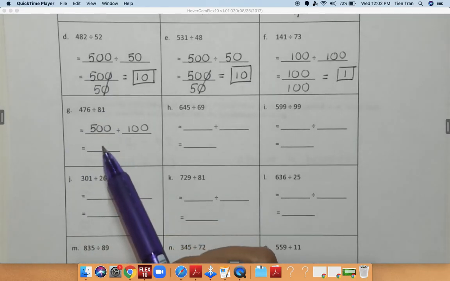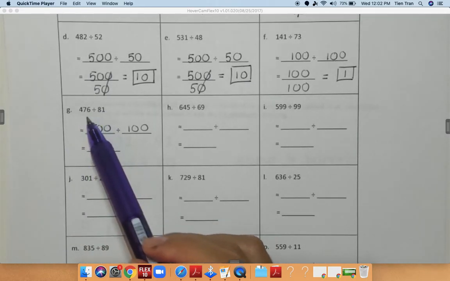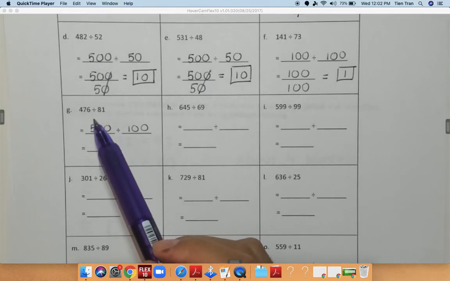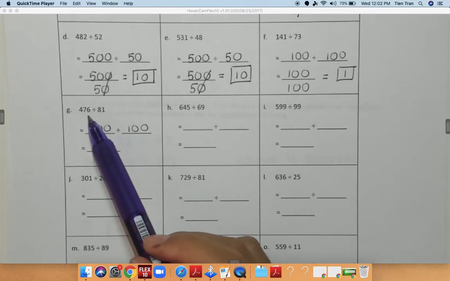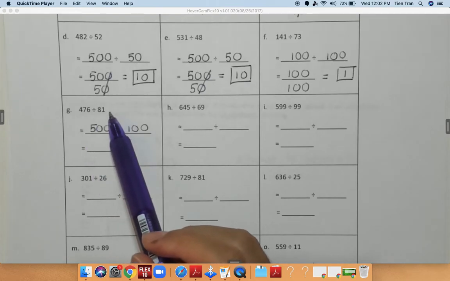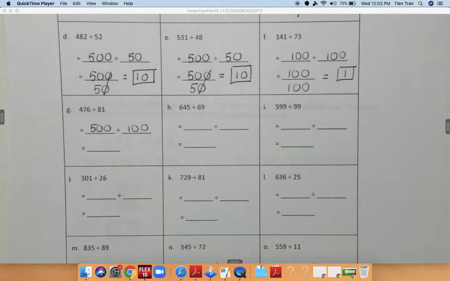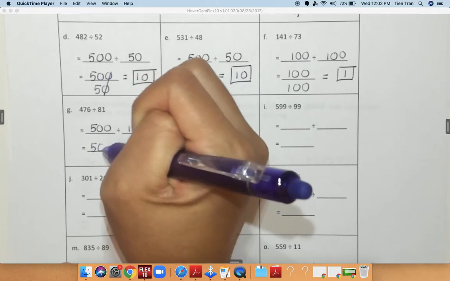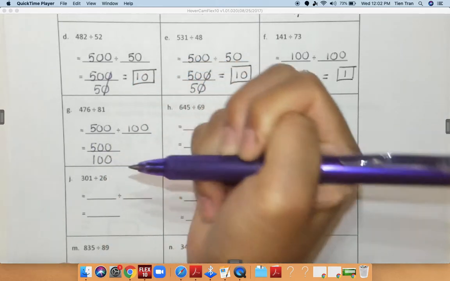So it is much easier for me to round 476 to 500 than it is for me to round it to 1,000. And 81 is easier for me to round to 100 than it is to round to 80. Because 500 divided by 80 is going to be more difficult to figure out in your head than 500 divided by 100. In this case, we're writing 500 divided by 100.